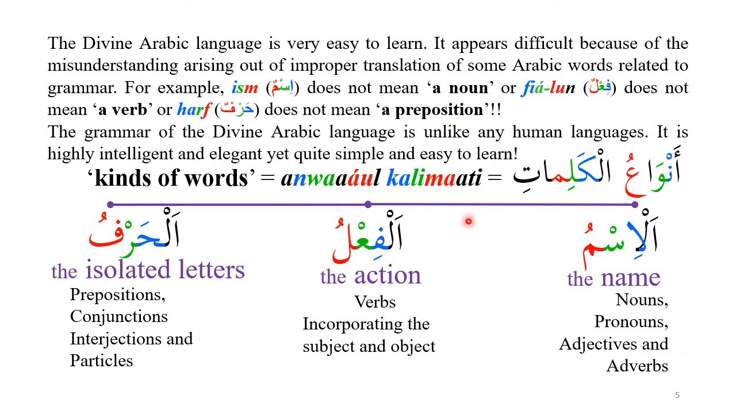Now, the words in Arabic, the Divine Arabic language, is divided into only three groups rather than the cumbersome 8 or more groups in other languages. It's called ism, fi'al, and harf. These three only.